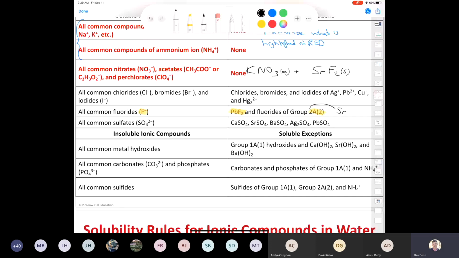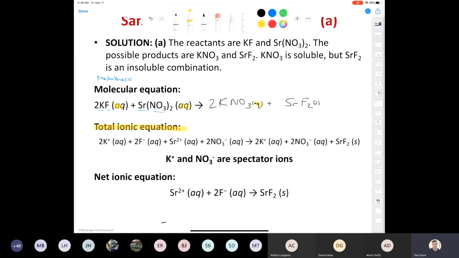Okay, and by using the solubility table, we were able to say aqueous and solid like that. So what's happening in the total ionic equation is that we're breaking up everything that's aqueous, potassium fluoride, strontium nitrate, and potassium nitrate, into all of their ions that are shown here. The only thing that we don't break up into its ions is the strontium fluoride because it is a solid.